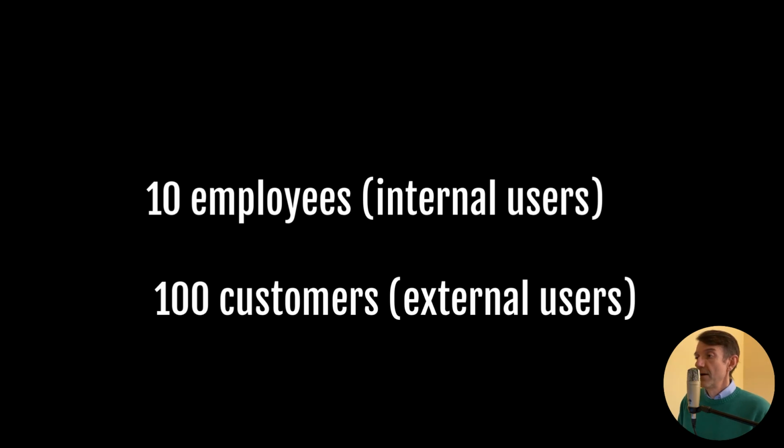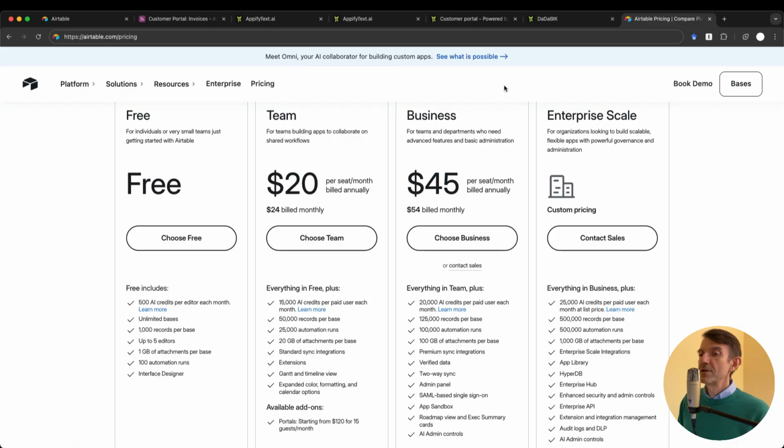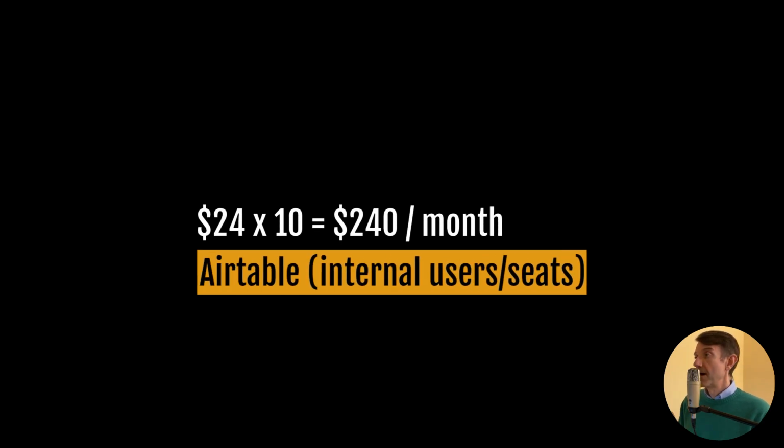They can read their own data, but they also need to be able to modify some of the data. For example, we may have tasks assigned to the customers, and they need to mark the tasks as done. All right? So let's calculate the monthly price in Airtable, and let's compare it with DaDaBIK. If we want to be billed monthly, it's $24 per seat per month. So multiply by 10 employees, we have $240 per month.